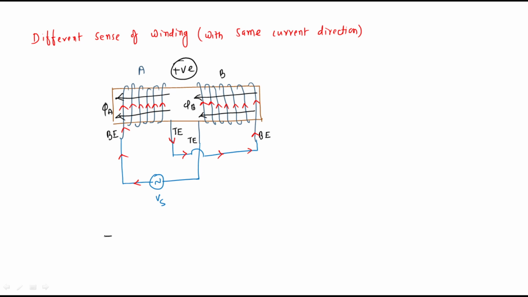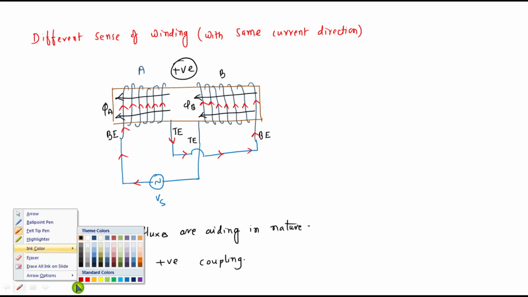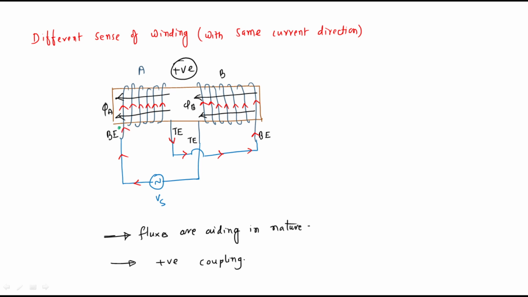Why is it positive coupling? Fluxes are aiding in nature, right? That is called positive coupling. Now we have to detect whether it is positive coupling or negative coupling by using dot convention. So I am going to choose the beginning end of coil A, like that, the beginning end of coil B. You can choose either the beginning end or the termination end, it is the same.